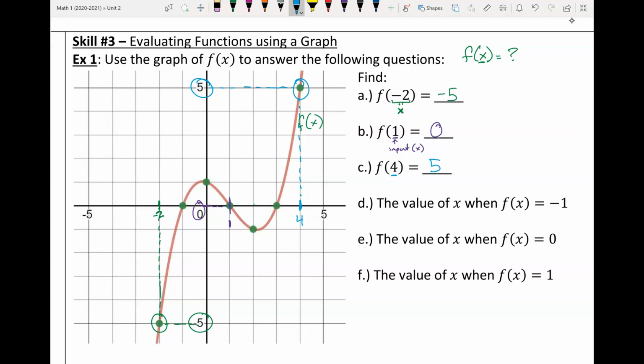So f of negative 2 just means I'm looking at what is my output when my input is negative 2. What is my y value when x equals negative 2? Well, I just use the graph to determine that.